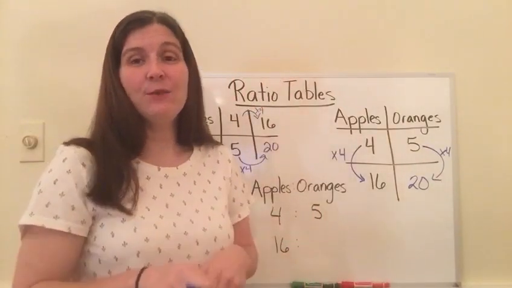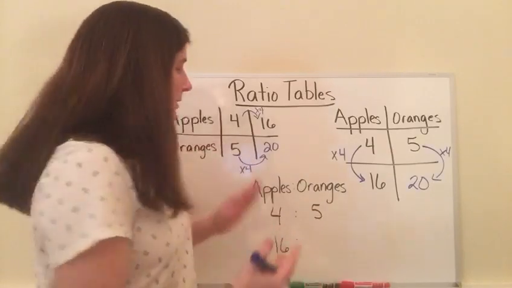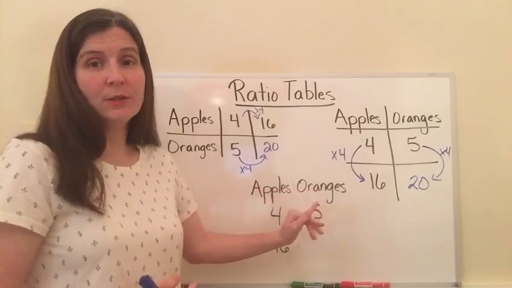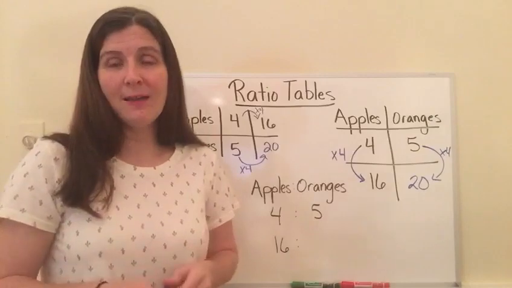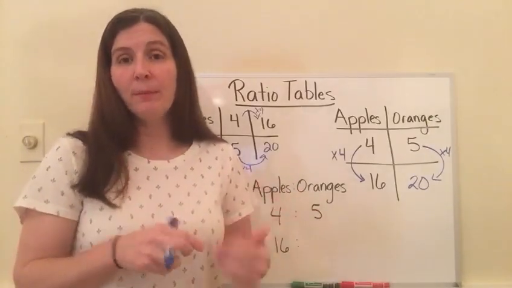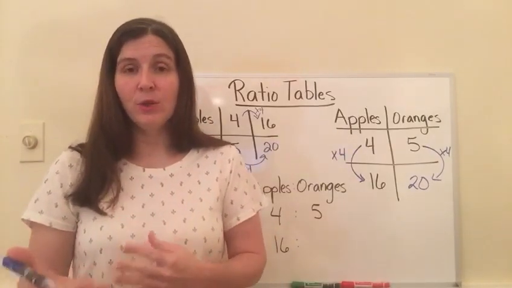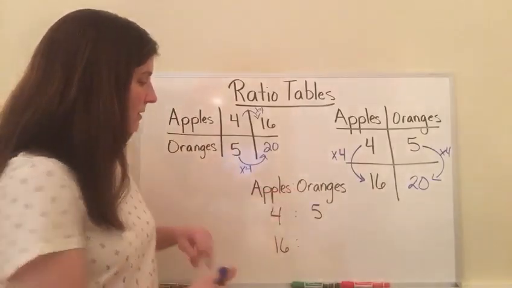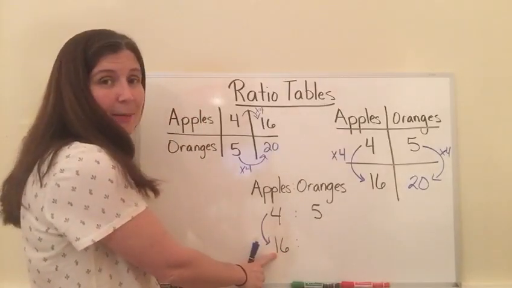And then finally, if you just use regular ratios, if you don't want to set it up in a table, you can do that. I would always start off by writing the things that we're talking about. So for this one, we were talking about apples and oranges. For the other example I gave you, tables and chairs. Just to make sure that you remember which number belongs with which item, because remember, order matters when you're doing ratios. So if I have 4 apples for every 5 oranges, once again, we know that we have 16 apples.